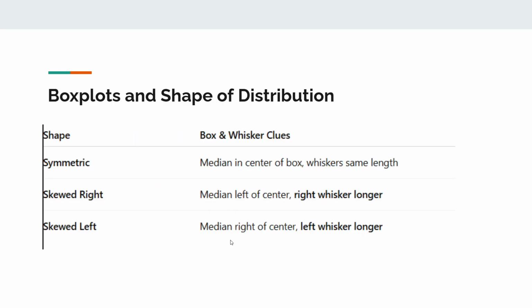So let's go over here. And this is how you tell the shape of a distribution. If it's symmetric, the median is in the center of the box. And that makes sense because the distance from the minimum to the median is going to be the same as to the right. So it is symmetric. If it's skewed right, that means the median is left of center and the right whisker is going to be slightly longer. Skewed left is going to be median right of center, left whisker longer.